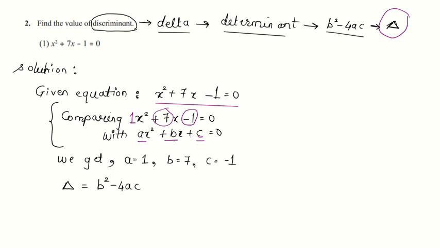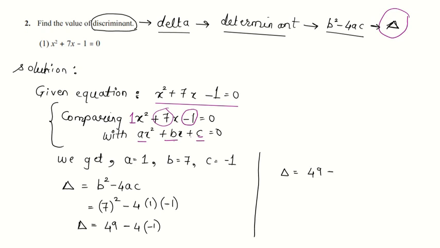So what is b? b is 7 square minus 4 into a is 1 and c is minus 1, is equal to 7 square is 49 minus 4 into 1 is 4, and this minus 1 as it is here. Let's solve this further. I will write it down again. 49 minus 4, sorry, minus 4 into minus 1. So how will we solve this?